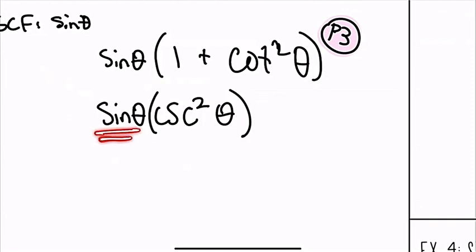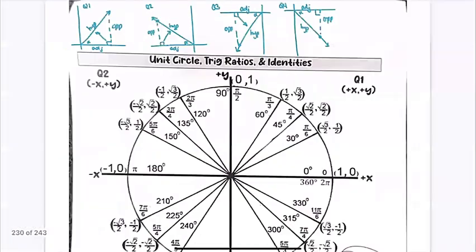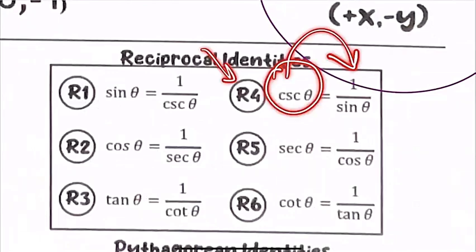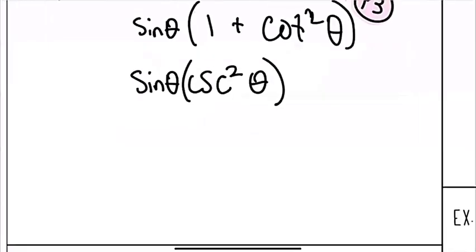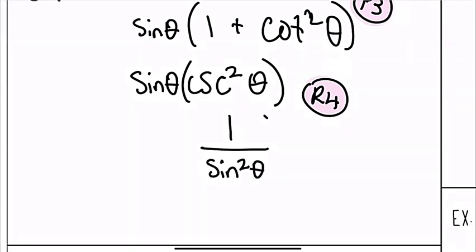I already have a sine here. I'm going to change this into sine or cosine if I can. Let's look over here and see what we can do with that. So I currently have a cosecant. That's going to be right here. That can become 1 over sine. So that is R4. Right here I got R4. And R4 is telling me that I could do 1 over sine. Because my cosecant squared, my sine would also be squared.